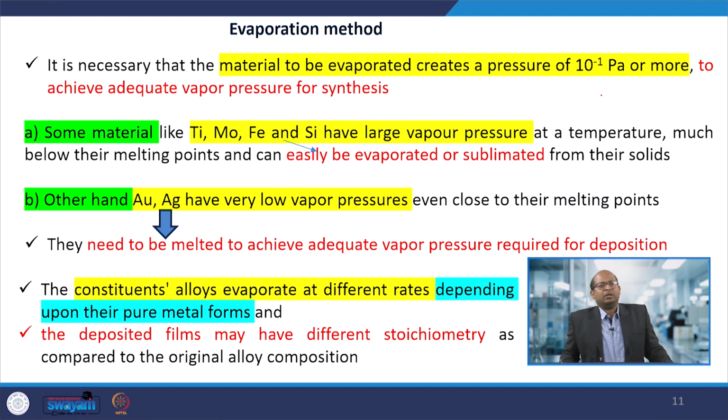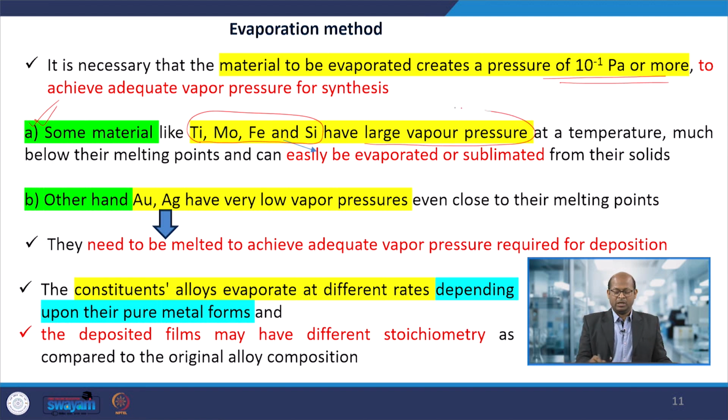Okay. Next is the material we are going to evaporate, and system pressure, which I said is also very important. Depending upon applications, in highly vacuum systems we can achieve low pressures. Some metals, such as titanium, molybdenum, iron and silica, I am showing as a few examples. These materials have high vapor pressures, so we can evaporate or sublimate them very easily at a particular temperature from the crucible where we have taken the material.